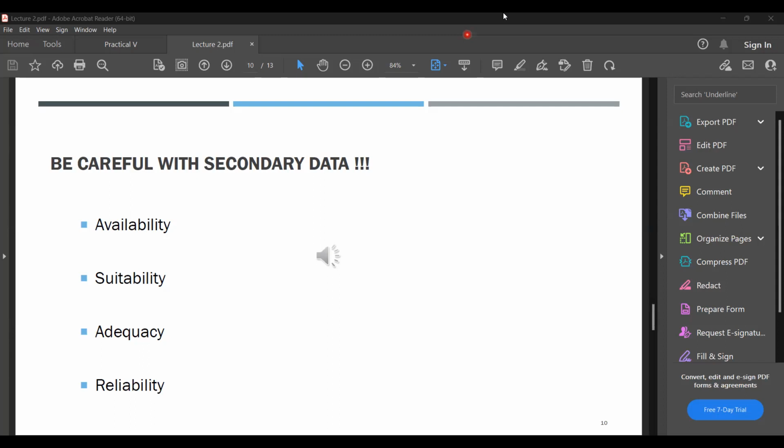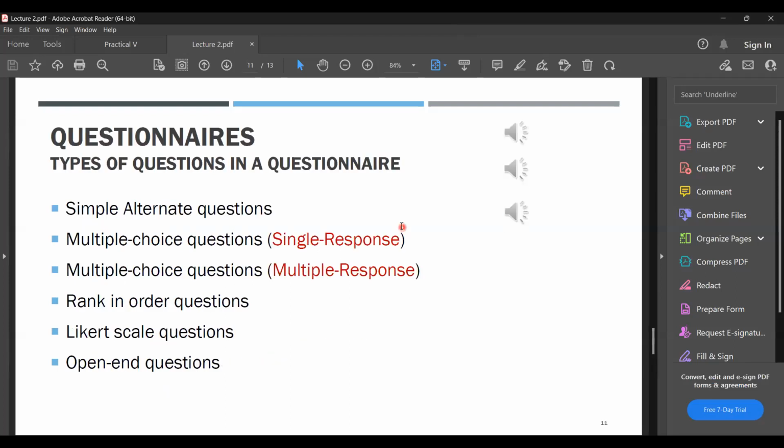So therefore, if you are using secondary data, you have to be careful about these things, right? So that is the difference between primary data and secondary data. Okay.